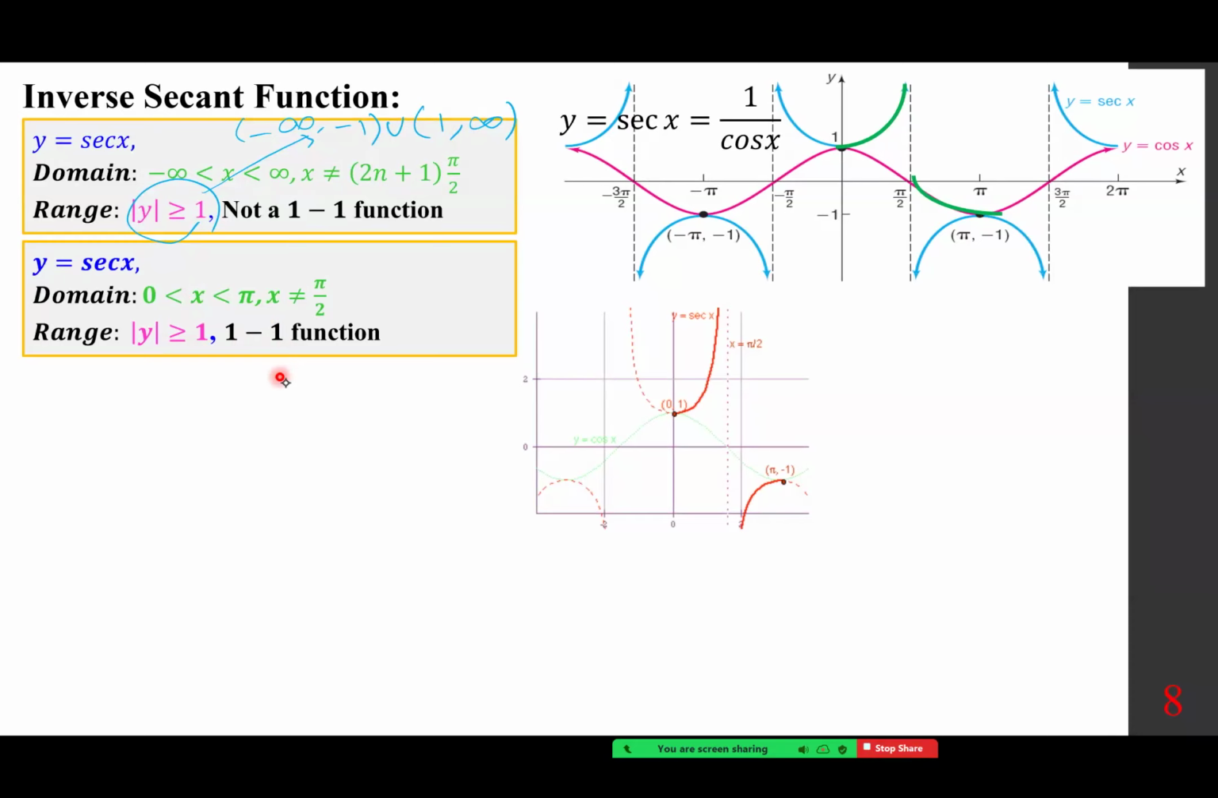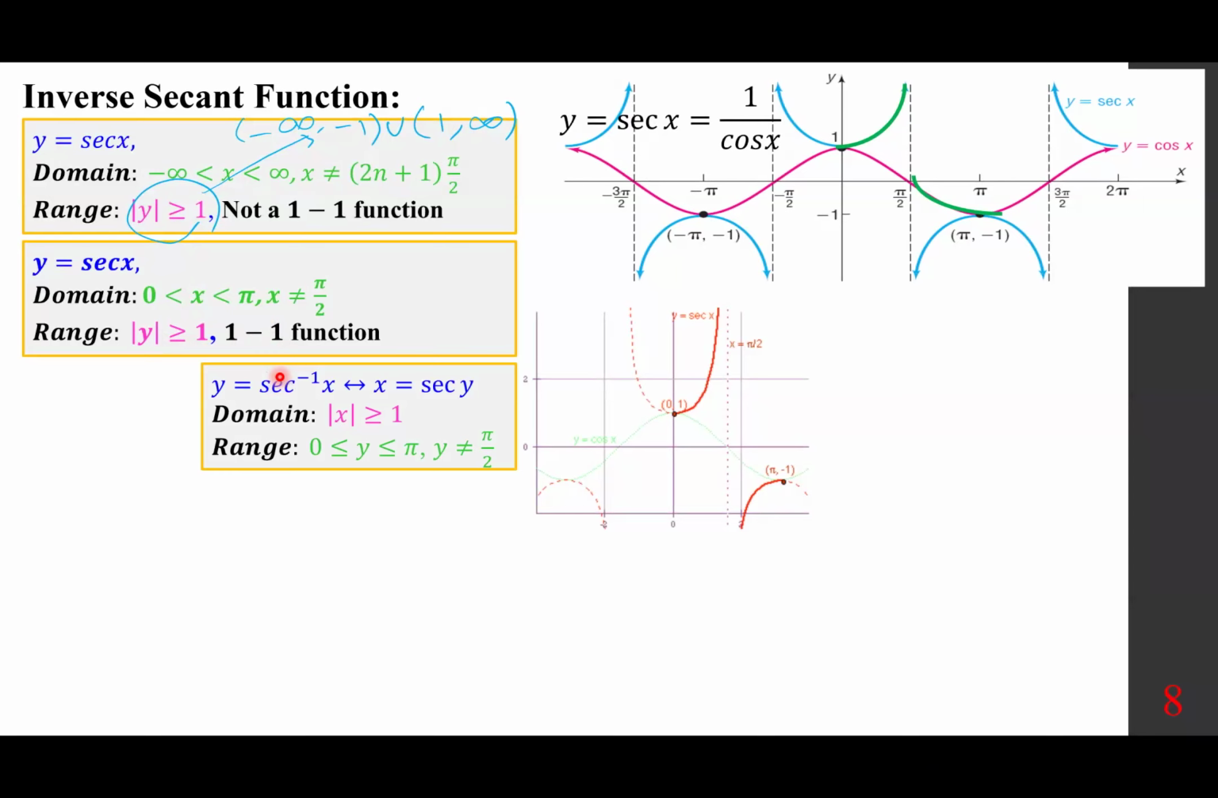We were looking for a one-to-one function. So now we write the inverse. Y equals secant inverse of x by definition means x equals secant y. Range becomes the domain. Domain becomes the range. Okay. So domain, all real numbers except between -1 and 1, and range from 0 to pi. Y can't be pi over 2. Remember, because that is the vertical asymptote.